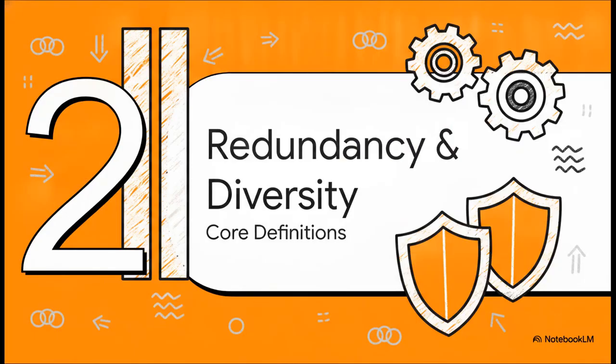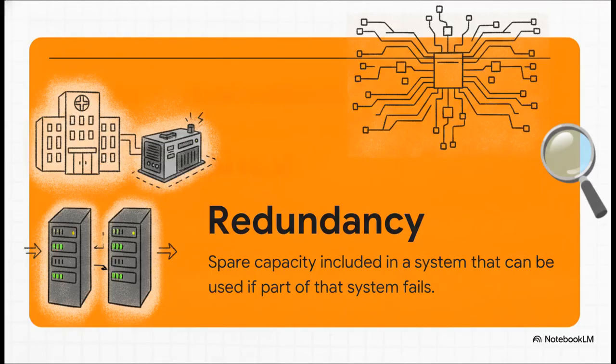Moving to Section 2, Redundancy and Diversity Defined. To answer that big question, we need to define the two core strategies of system dependability. These are basically the twin pillars of safety-critical systems. First up, redundancy. Redundancy simply means building in spare capacity, or duplicate components, that can seamlessly take over if the primary one fails. Think of it like a backup generator for a hospital. If the main power grid goes down, the redundant generator kicks in so the lights stay on. In our world, that might be a backup server that automatically spins up if the main server crashes.